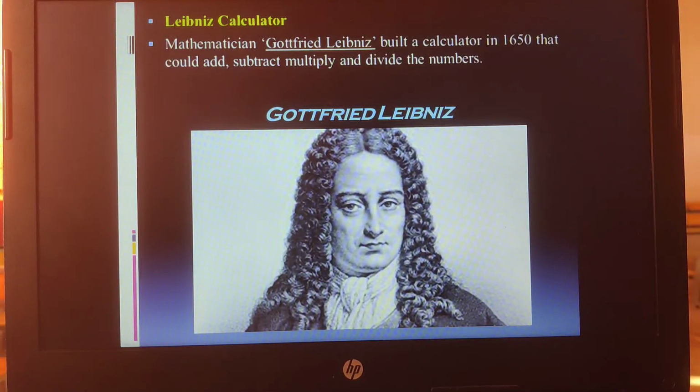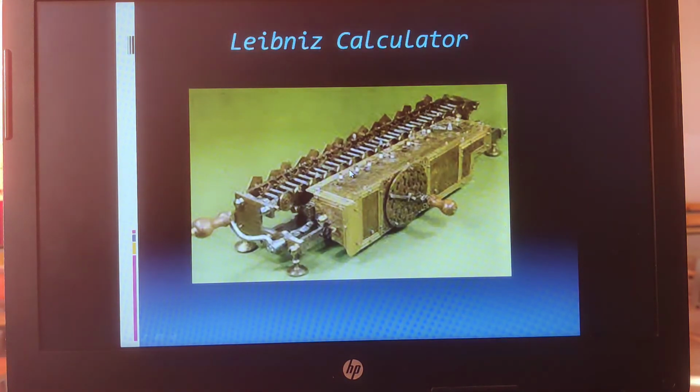The Leibniz calculator came into existence in the year 1650, and it was invented by the mathematician known as Gottfried Leibniz, which was able to perform addition, subtraction, division and multiplication. Herein we don't have much explanation about the Leibniz calculator. We should only write that the Leibniz calculator was invented by the mathematician Gottfried Leibniz, which was capable of performing addition, division, subtraction and multiplication.